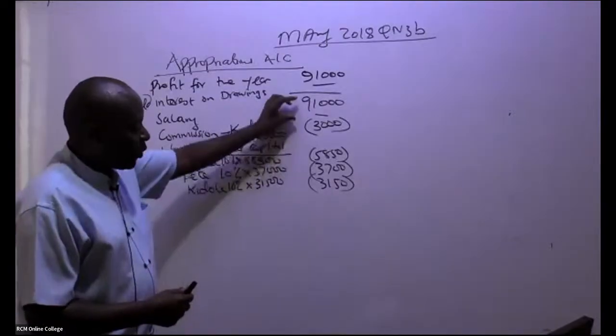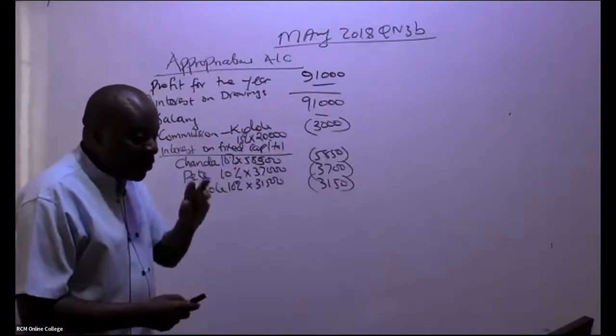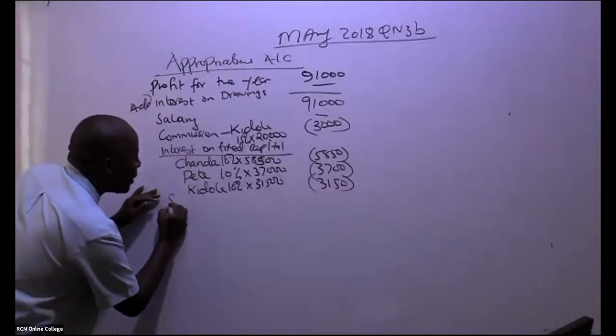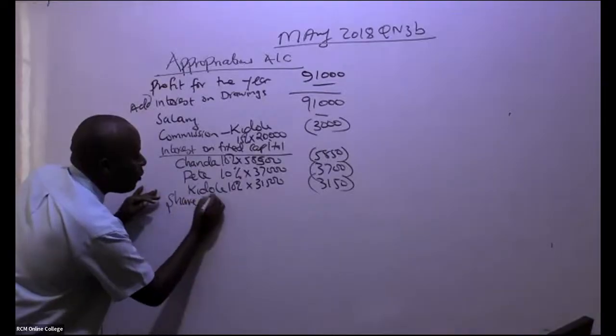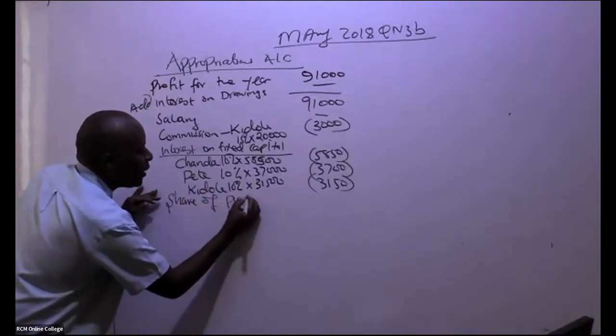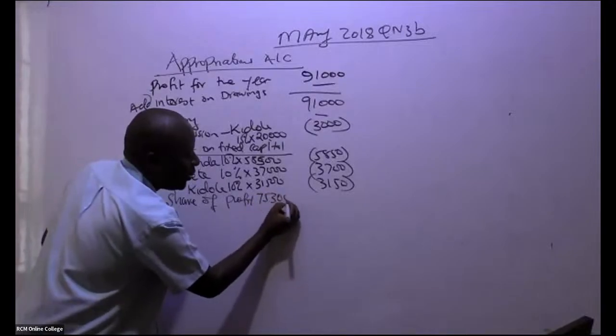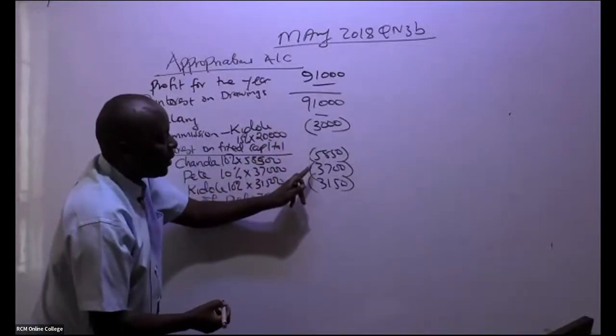So somebody, you take 91,000. Yeah, so it's a profit of 75,300, isn't it? So this profit is what we shall be able to share. So share of a profit of 75,300. So you take this minus this minus this minus this.